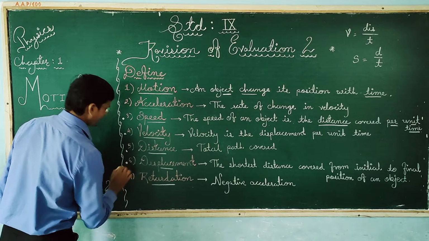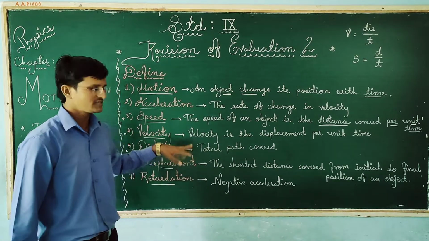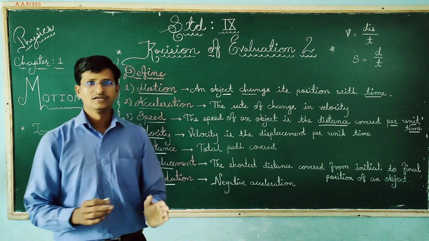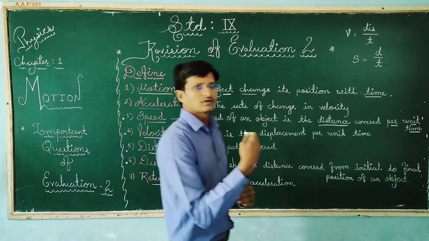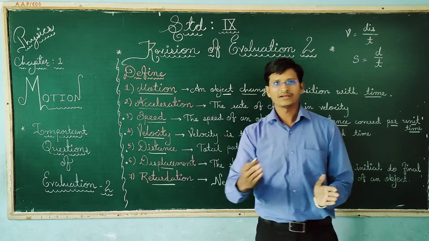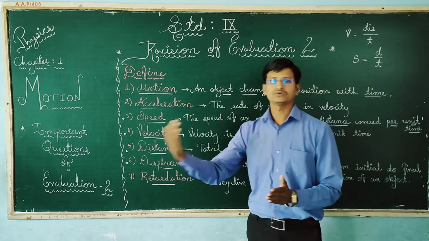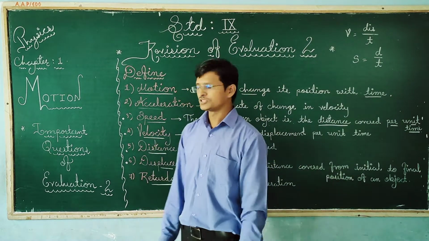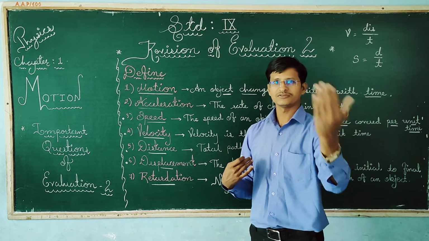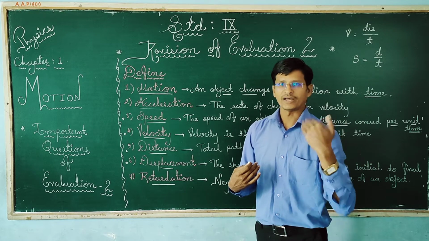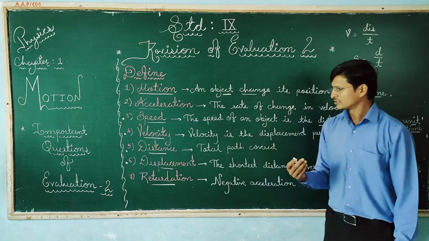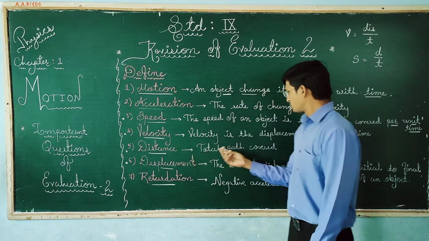Now next is distance and displacement. As you have seen in speed and velocity, the terminology displacement you have seen. So what is the distance? The distance is the total path covered from one place to another place. The total path covered by an object from one position to another position, that we consider as distance. Generally we use the word distance to mean total path. It may be in meters, it may be in kilometers, it may be small or big also.